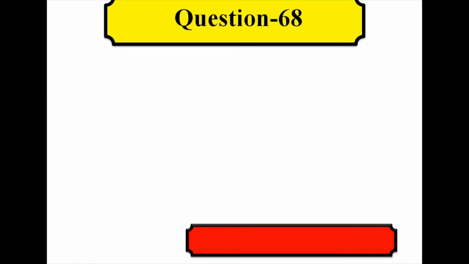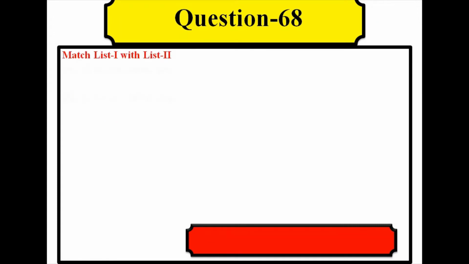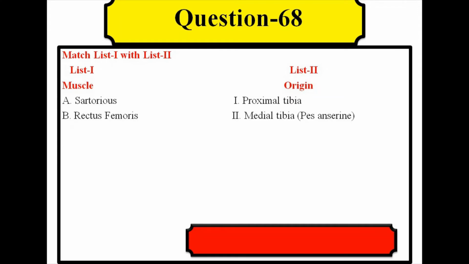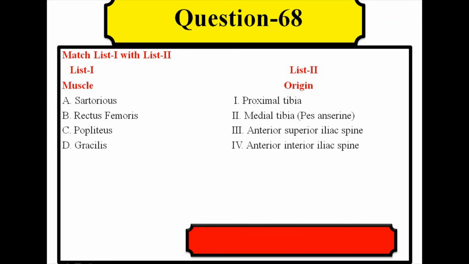Question 68. Match List 1 with List 2. Muscle and origin. A. Sartorius - 1. Proximal tibia. B. Rectus femoris - 2. Medial tibia, pes anserine. C. Popliteus - 3. Anterior superior iliac spine. D. Gracilis - 4. Anterior inferior iliac spine. Choose the correct answer from the options given below.